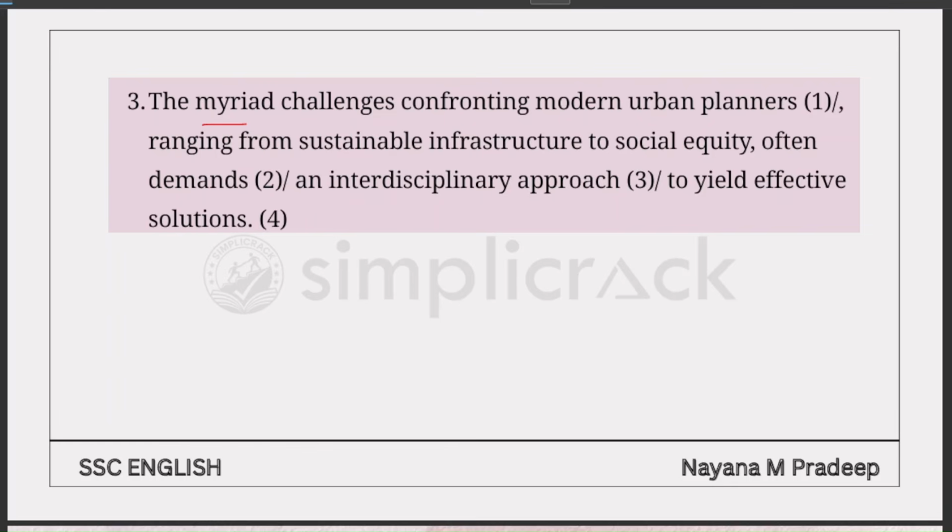So basically what the sentence says is that modern urban planners, or modern city planners, have to face several challenges. Now, myriad means countless or various. So modern city planners have to face various challenges. Confront means face a difficult situation. So modern urban planners have to face several challenges.